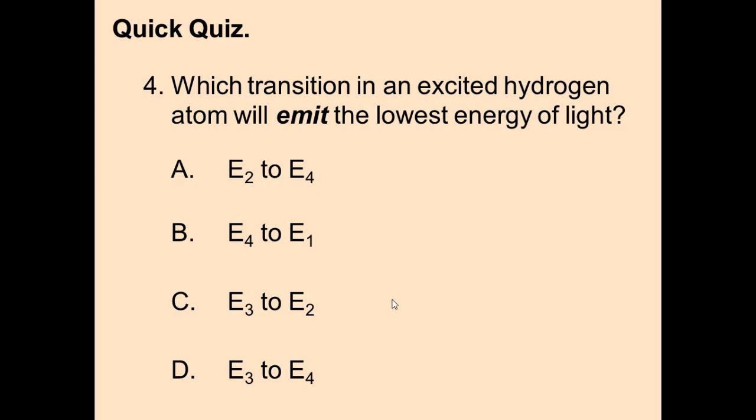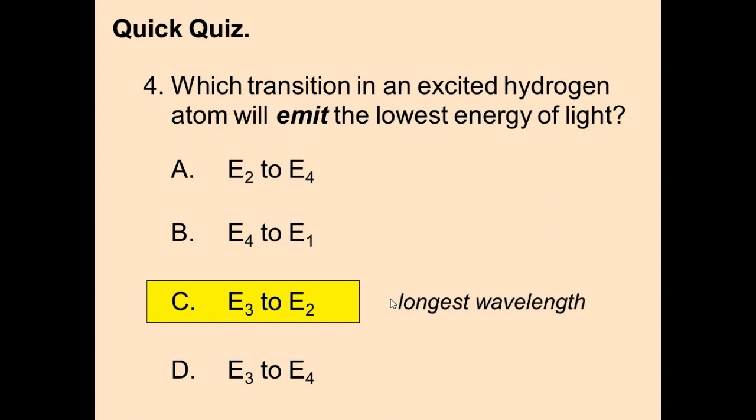And E, by the way, is just the level, the energy levels. And so E4 to E1, that is moving down 3, so that's quite a bit of energy. But C is E3 to E2, so that's only 1. So that'll emit less energy. And so the answer is C because it jumps fewer orbitals. It only jumps 1 orbital, while B skips over 3 and 2, so that's quite a bit of energy. And because it has the lowest amount of energy, it has the longest wavelength, and we'll talk more about wavelengths and energy in the next PowerPoint.